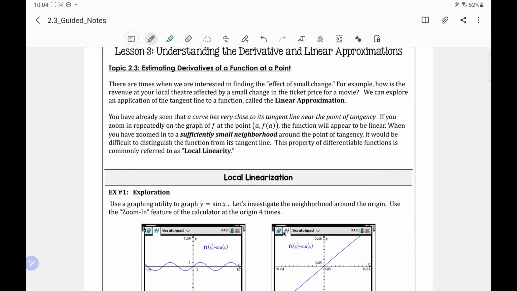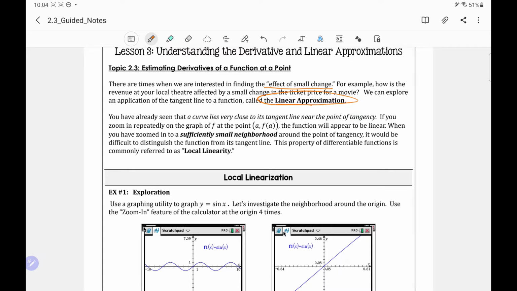There are times when we are interested in finding the effect of small change. For example, how is the revenue at your local theater affected by a small change in the ticket price for a movie? We can explore an application of the tangent line to a function called the linear approximation.